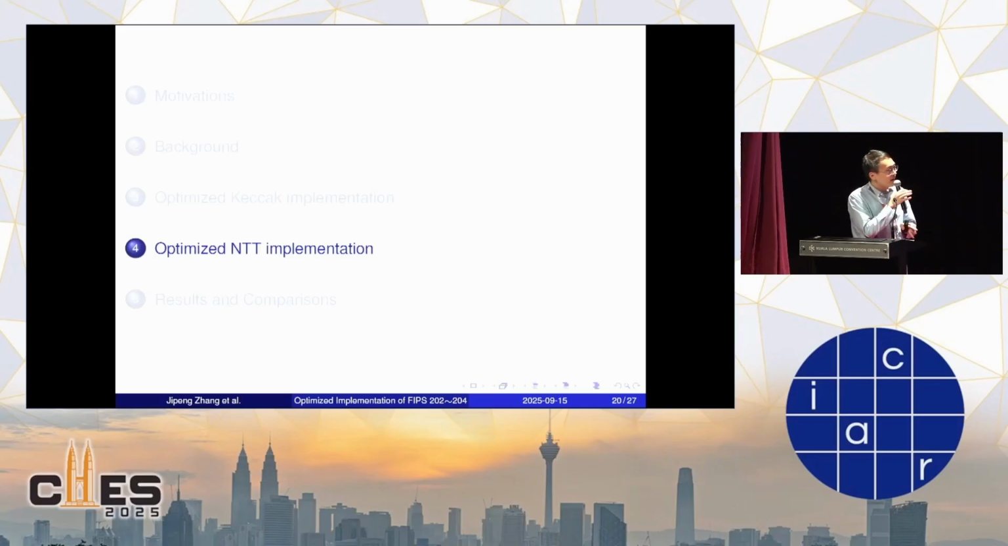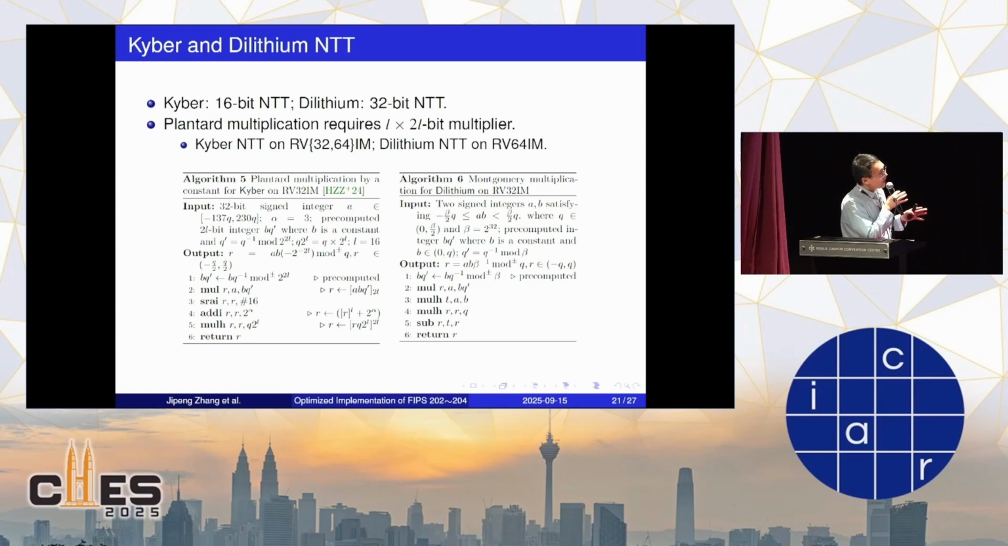And then optimized NTT implementations. Kyber uses the 16-bit NTT, and Dilithium uses the 32-bit NTT. And the Plantard multiplication is a recent method. Previous work has shown that it is faster than the Montgomery method on Cortex-M4 and RISC-V.